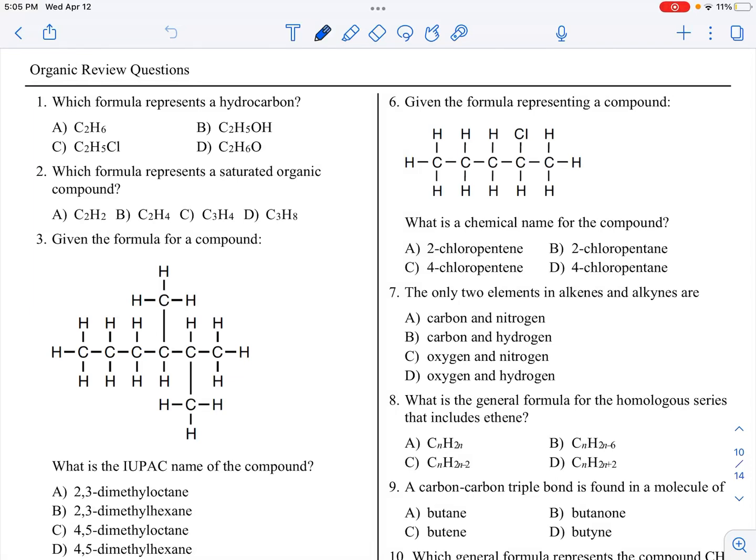All right, so here we are. This is marking period 3, review organic. Which formula represents a hydrocarbon? Well, first of all, you need reference tables P, Q, and R. Got to have those out.